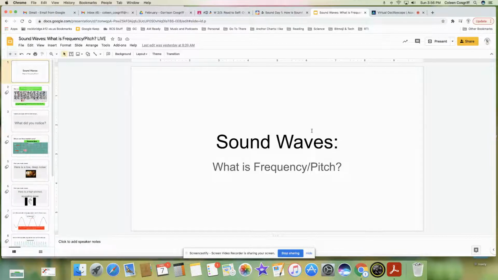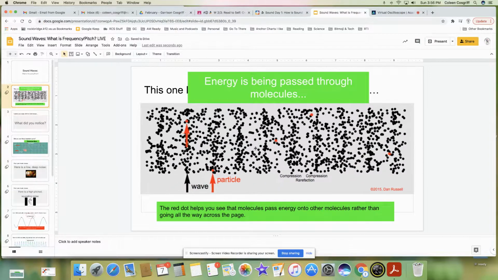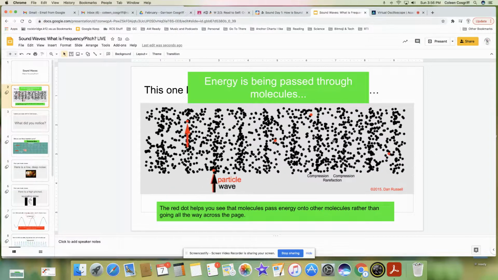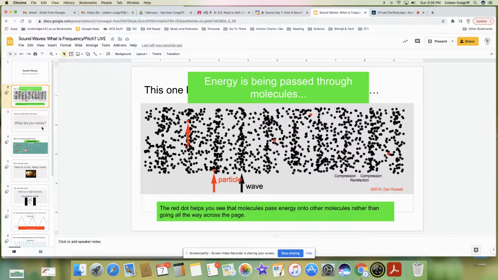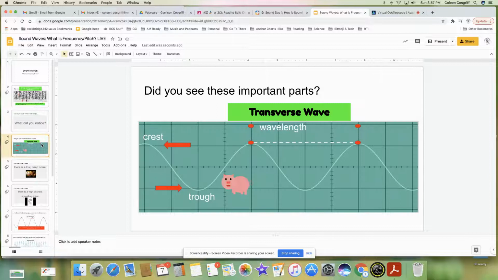And so I want to walk through the next big concept we've got to master today, the last one, which is what is frequency and pitch. So energy is being passed through the molecules when sound is occurring. And when you played with the oscilloscope, I hope you were seeing transverse waves that looked a little like this.